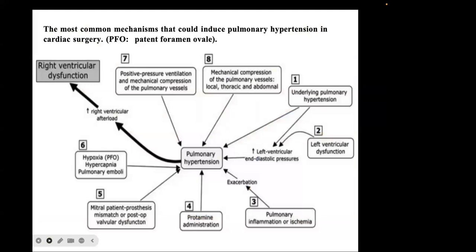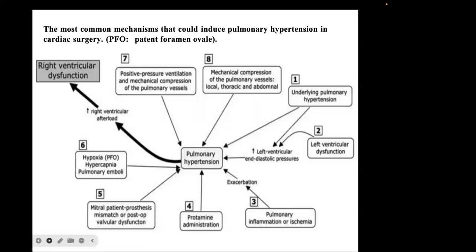The most common mechanism that could produce pulmonary hypertension in cardiac surgery: patent foramen ovale. Pulmonary hypertension increases left ventricular end diastolic pressure. Left ventricular dysfunction underlies pulmonary hypertension. Then pulmonary inflammation or ischemia exacerbates this.